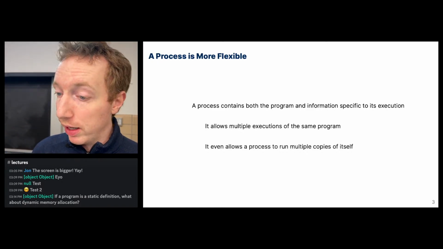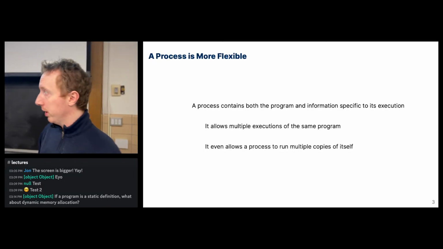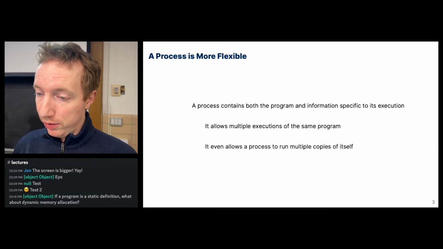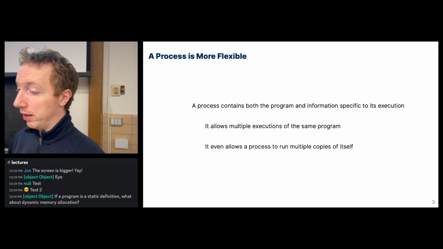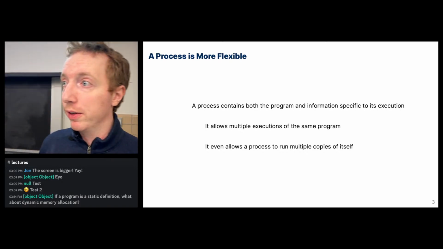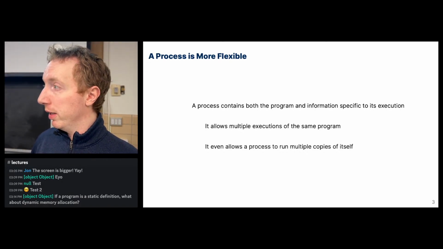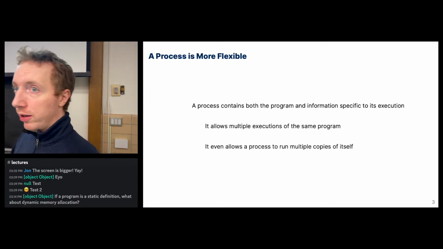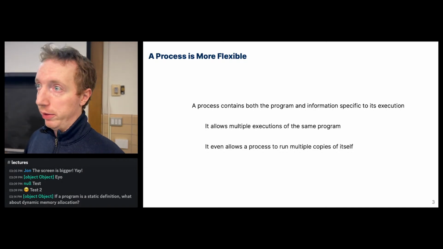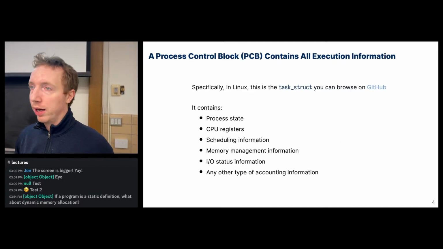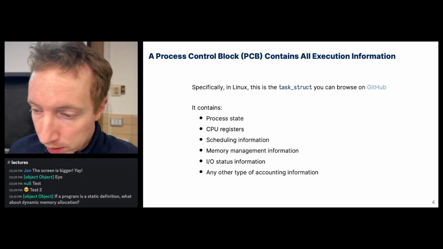So this allows multiple executions of the same program, which is good, especially if you want to make things run faster. That's one technique you can use. It even allows a process to run multiple copies of itself. So you could split the work into like 4 chunks and have each process run a unique chunk. And that's one way you can make things run a lot faster. We'll get into more of that later in the course.